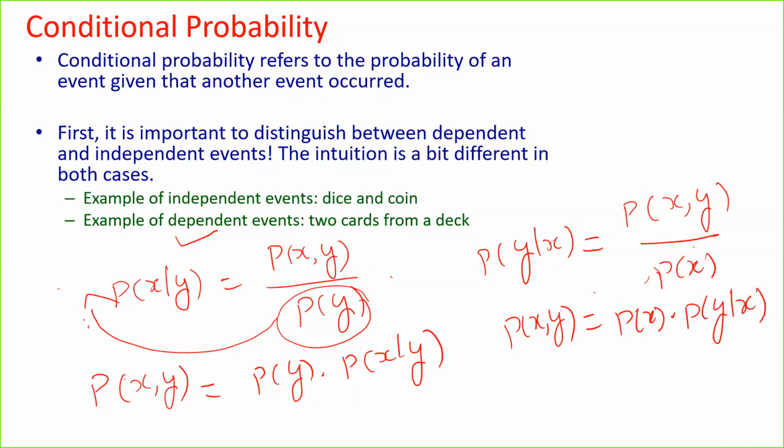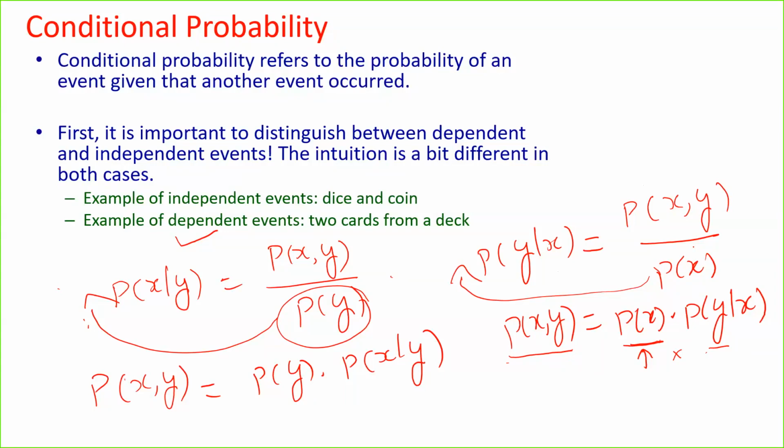If I bring this probability of x this side, then this is equivalent to probability of x times probability of y given x. So how do we interpret this? The joint probability is equivalent to probability of the first event times probability of the second event given the first event. That is the joint probability.